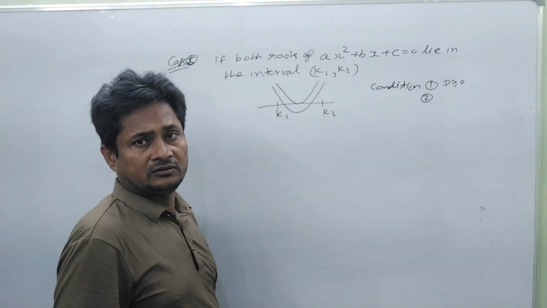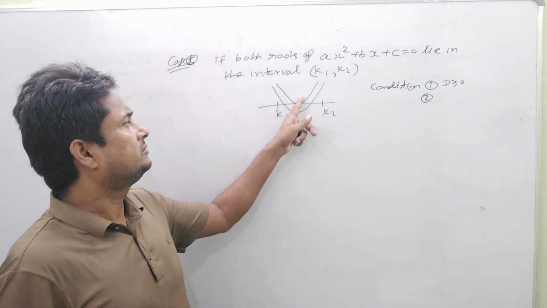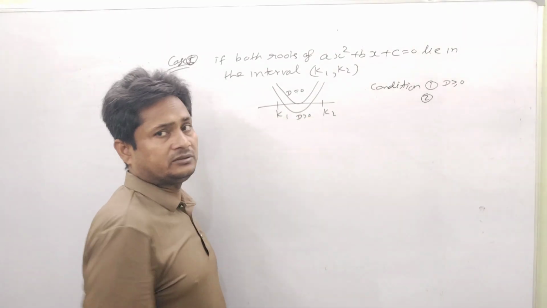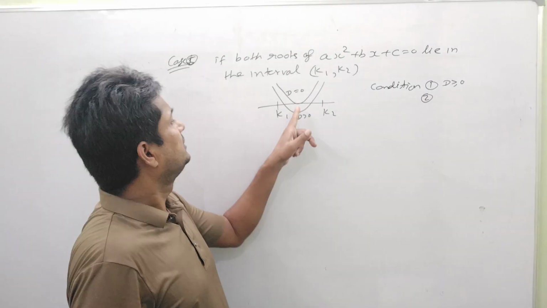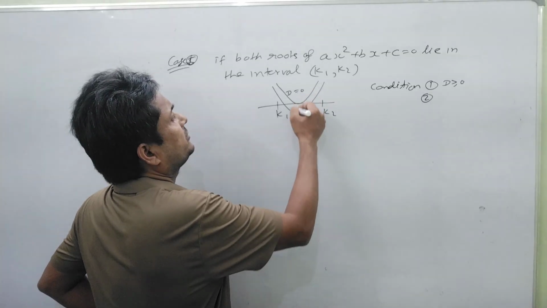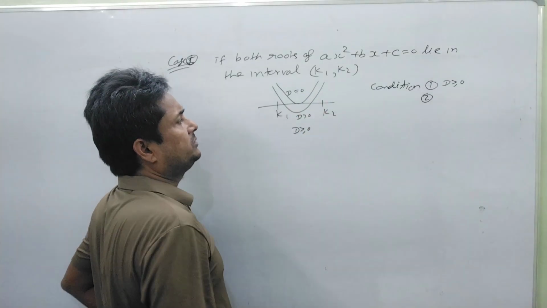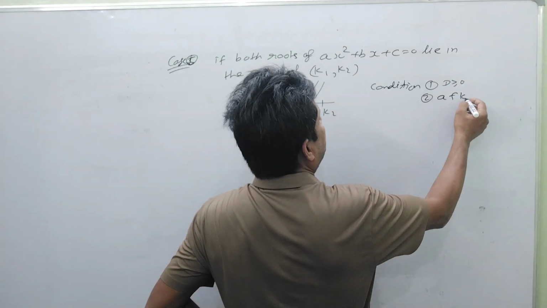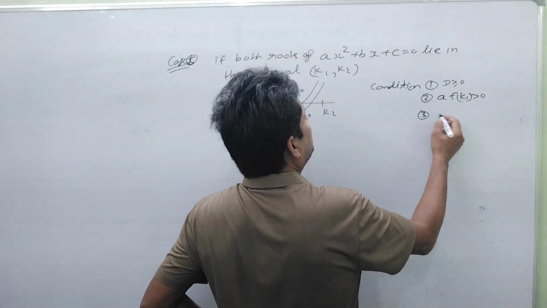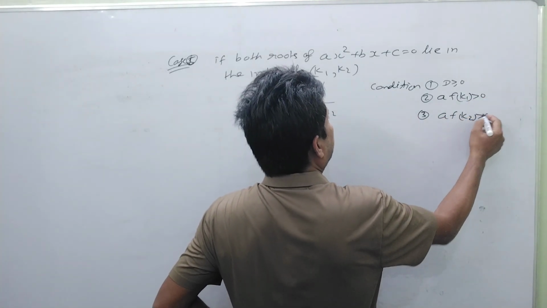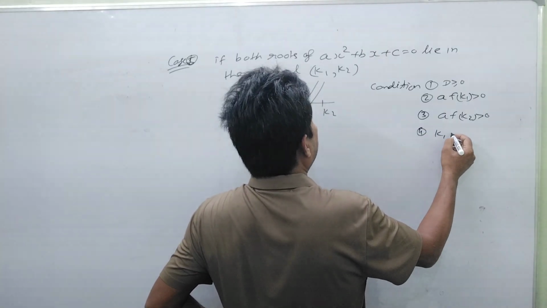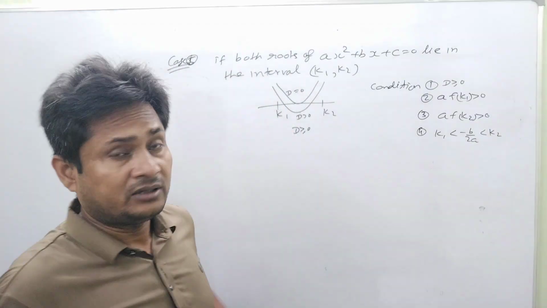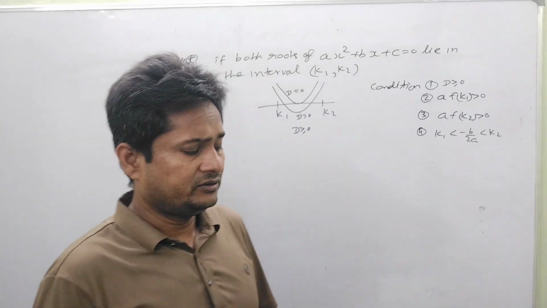So these 2 possibilities are here. For this case D equal to 0, and for this case D greater than 0. That means both possibilities can occur. So the combined form of these 2 is D greater than or equal to 0. The second condition is A times f(k1) must be positive, the third is A times f(k2) greater than 0, and the fourth condition is k1 is less than minus b by twice a, which is less than k2. How these came, we have discussed already.